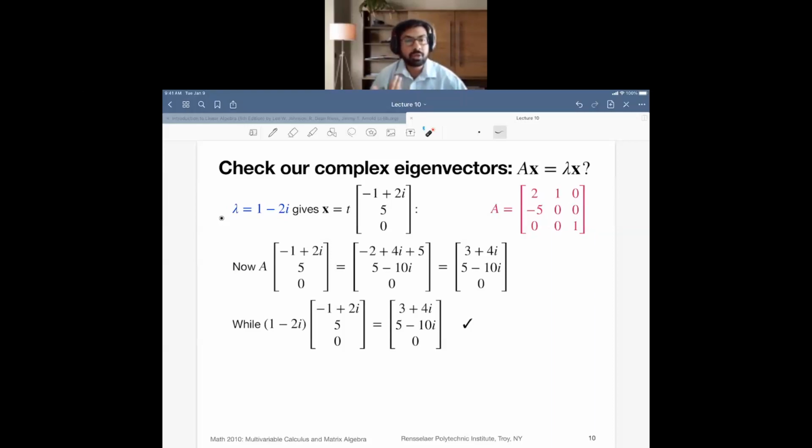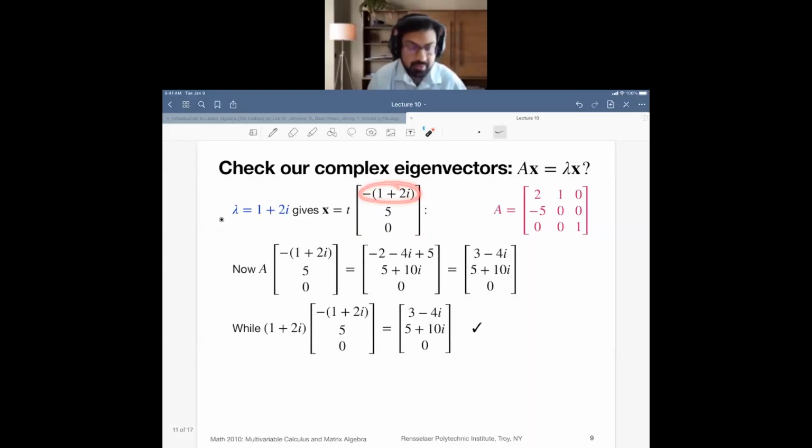When I say complex conjugate pair of eigenvectors, what I mean is each element in the vector will become the complex conjugate of the original one. So if it is real, then it will not change. If you see this, 5 and 0 remained as is, only the first one, which was a complex number, became 1 plus 2i. Only that entry changed. It was minus 1 minus 2i earlier.